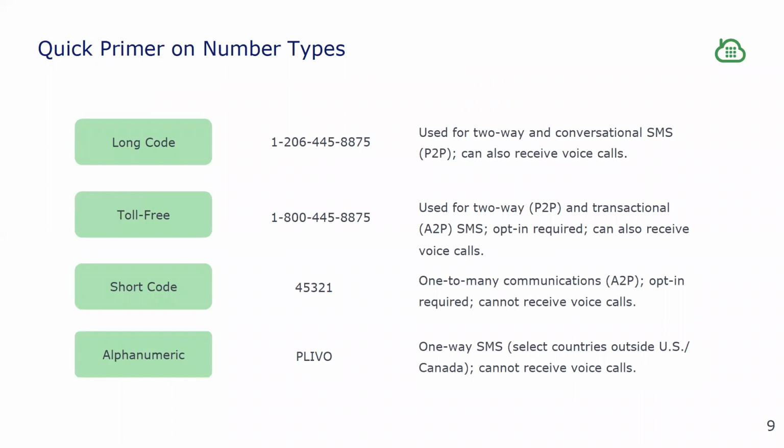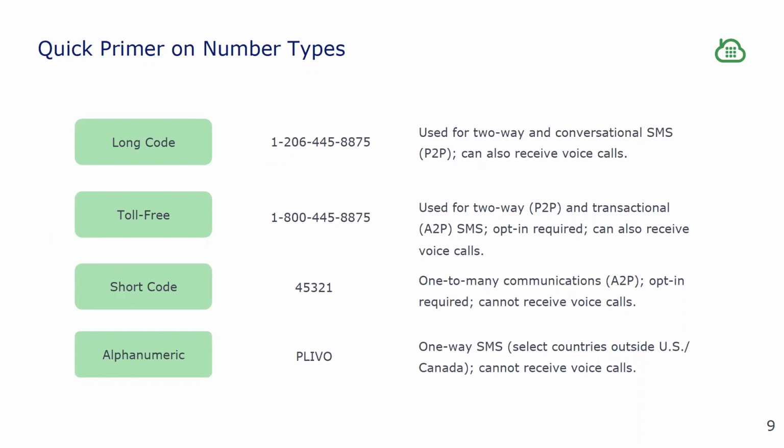And then we have the different number types that are available in the market. The first one is local long codes. Long codes are your 10-digit local numbers. These are meant for P2P messages, which are your conversational, number masking, two-way SMS. Long codes can be used to send messages and can receive replies too. Long codes can also receive voice calls.